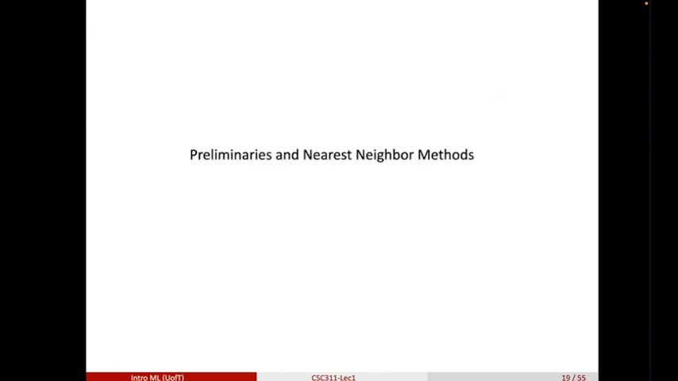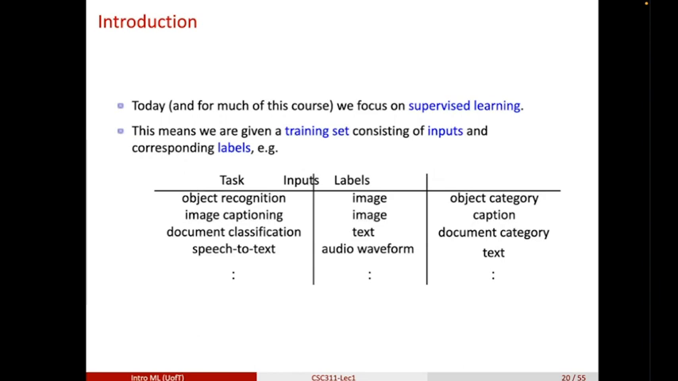Preliminaries and nearest neighbor methods. As an introduction, because this is the first real meeting of machine learning we have, today and for much of this course, we'll be focusing on supervised learning. This means we're given a training set of inputs and labels, and our goal is to get a desired output. Our task can be object recognition, image captioning, document classification, or speech to text, and our inputs will be an image, text, or audio. Our result wants to be an object category, a caption, a document category, or just text in general.